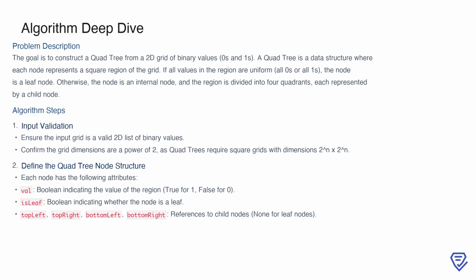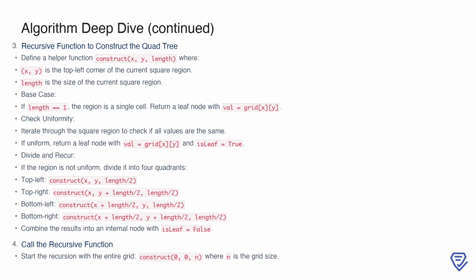Next, we define the structure of a quad tree node. Each node has attributes to store the value of the region, whether the node is a leaf, and references to its 4 child nodes. For leaf nodes, these child references will simply be none. Once the node structure is defined, the main part of the algorithm is a recursive function called construct. This function takes 3 parameters: the coordinates of the top left corner of the current region, x, y, and the size of the region, length.